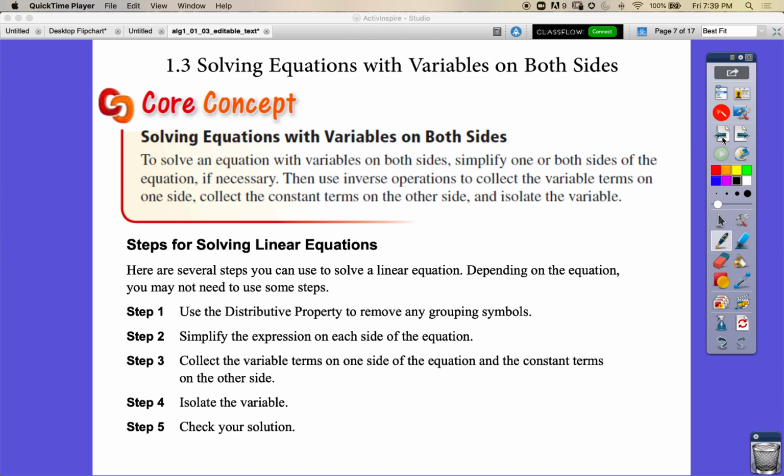I'm on page 20. This down here, which are your steps for solving linear equations, it's from your journal and it's pretty good. So I want you to make sure you take notes on this. I'll give you some time to pause it and take notes.